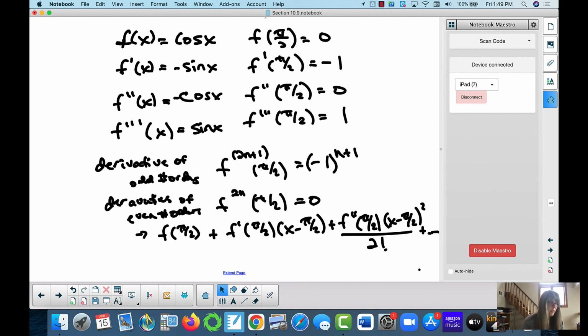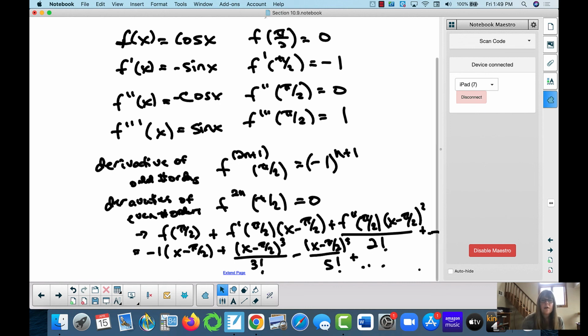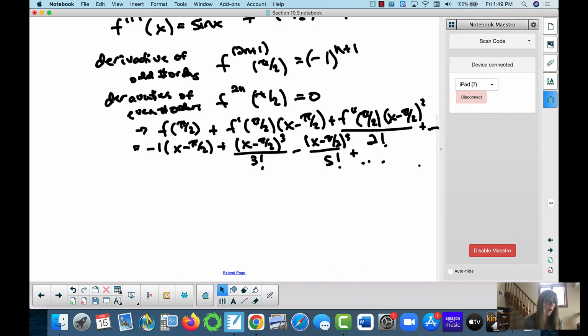And the first one is -1. We've got that, times x minus pi over 2. And then we have x minus pi over 2 to the third, because the second one dropped out, 3 factorial. And then we have another minus, skip the fourth, x minus pi over 2 to the fifth over 5 factorial, and so on. So we're going back and forth between positive and negative. We start with the negative.